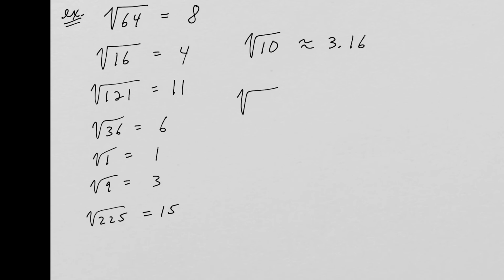What if we did square root of, let's say, 102? Okay. We know square root of 100 is 10, right? Because 10 times 10 is 100. So this is going to be a little bit bigger than 10. So you plug it into your calculator, square root of 102, and I'm getting around 10.099.